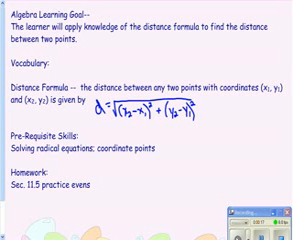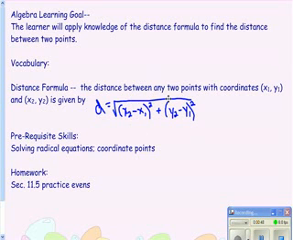The distance formula is used to find the distance between any 2 points with coordinates x1, y1, in other words, first x, first y, and x2, y2, or the second x and second y. And it is just the square root of x2 minus x1, so the second x minus the first x, squared, plus the second y minus the first y, squared. And you go through the formula and solve it and find your distance.